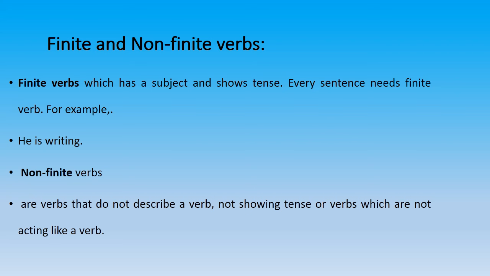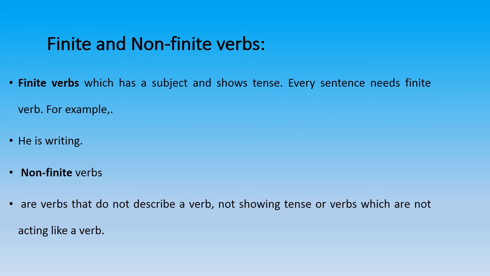Finite verbs have a subject and show tense. Every sentence needs finite verbs. For example, he is writing, he is playing, he is going. In these examples, writing, playing, going are finite verbs because these are showing the continuity of a tense.